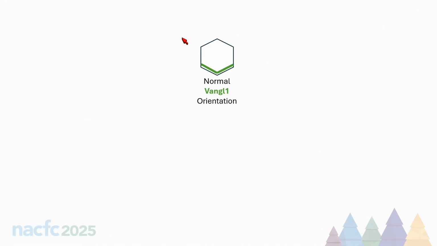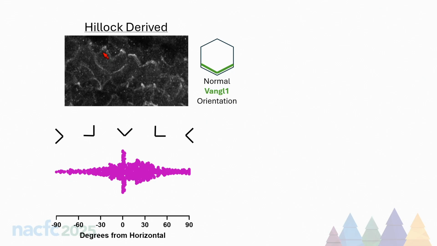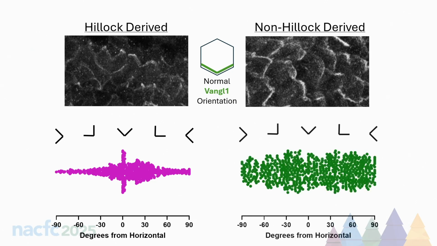So remember, Vangl1 is on the posterior membrane, and it kind of forms these V's. And so here we see in hillock-derived epithelium, you can see the Vangl1 staining forming these V's. We can quantify this by drawing a line across the horizontal and getting the angle at which the V is pointing. We can do this in hillock-derived, and we can also do this in non-hillock-derived regions. And we see a stark difference, right? Again, orientation in the hillock-derived regions compared to the non-hillock-derived regions.